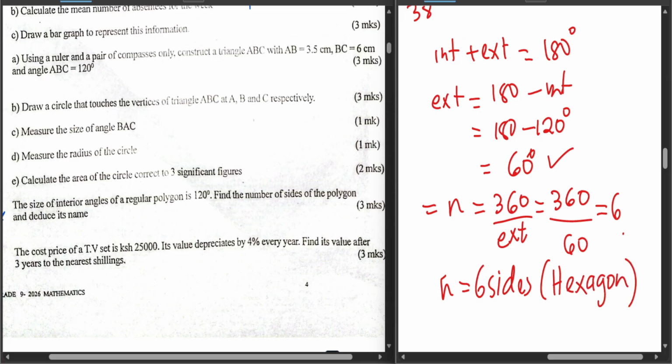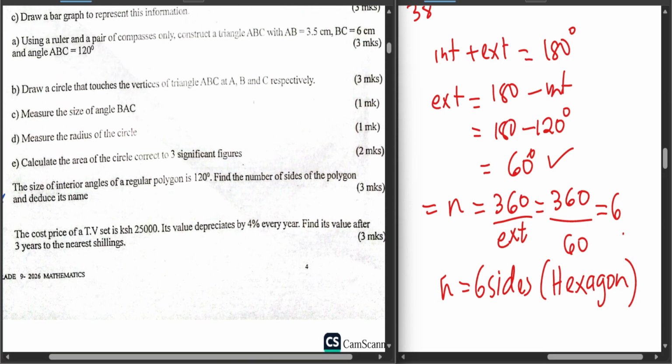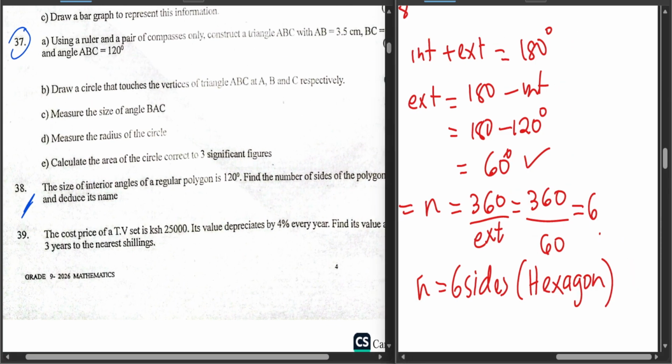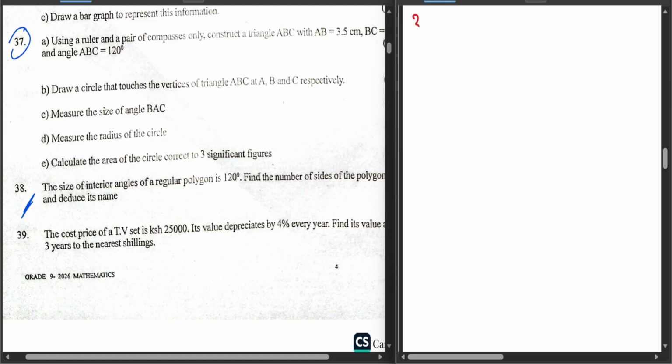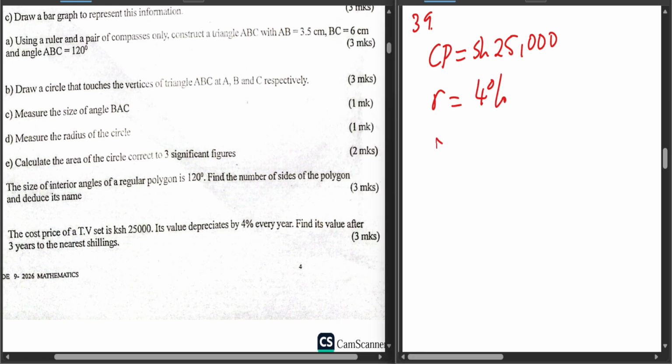So the last question, is it the last? Yes. Question 39. The cost price of a TV is 25,000 shillings. The value depreciates at a rate of 4% every year. Find its value after 3 years. That is n equals 3 years.